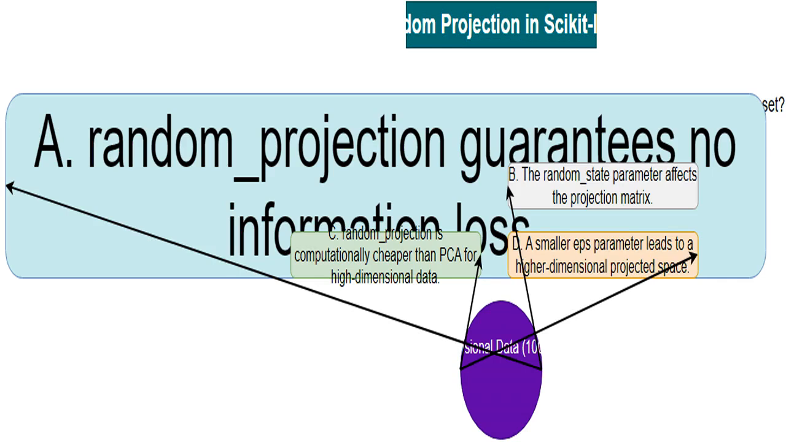The random_state parameter acts like a seed for a random number generator. It ensures that each time I run the RandomProjection with the same random_state, I'll get the same results. Think of it like following a recipe. If I use the same ingredients and steps, I'll get the same outcome. It helps in reproducibility, a very important aspect of machine learning.